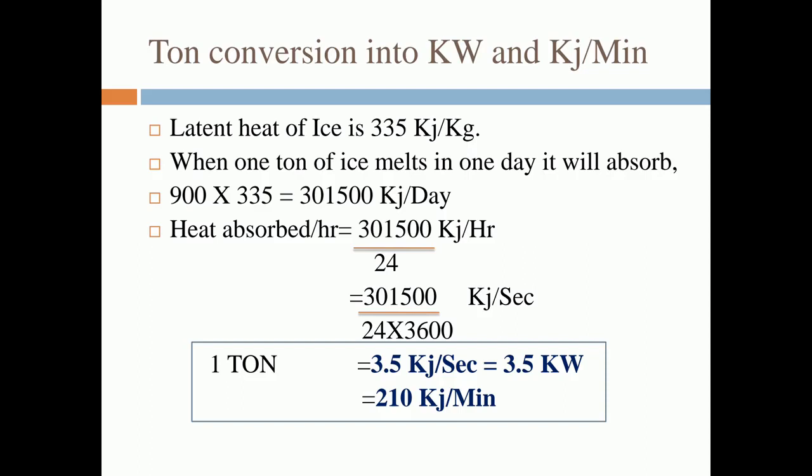When we calculate the whole data, we get 1 ton equal to 3.5 kilojoule per second, and kilojoule per second, as we know, is kilowatt, so 3.5 kilowatt. When we convert into kilojoule per minute, we get 210 kilojoule per minute. So if somebody asks, 1 ton is equal to how much kilowatt? At that time the answer is 3.5. It is a round value, and 210 kilojoule per minute.